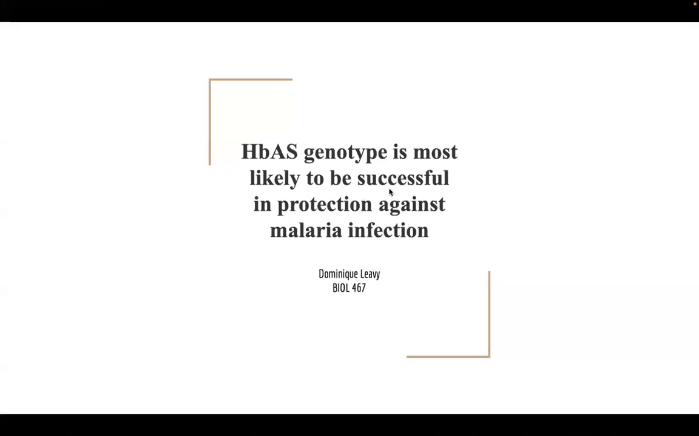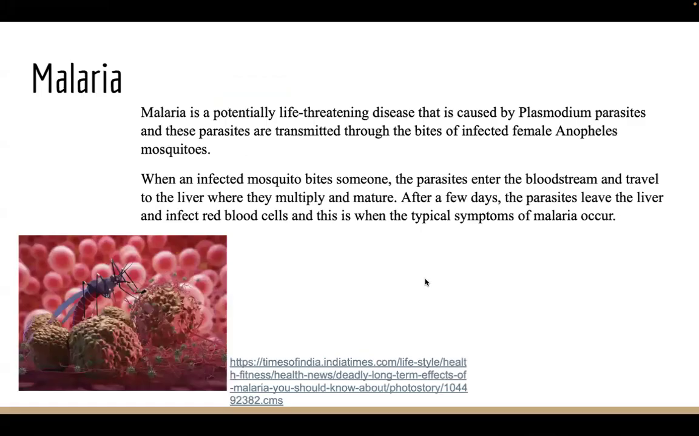Hello, my name is Dominique Levy, and today I'm going to be talking about how HbAS genotype is most likely to be successful in protection against malaria infection. So, malaria is a potentially life-threatening disease that is caused by Plasmodium parasites, and these parasites are transmitted through bites of infected female Anopheles mosquitoes.